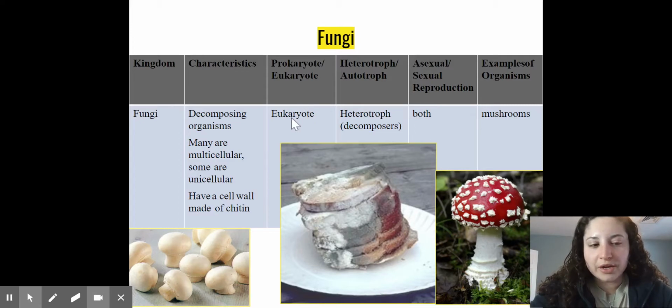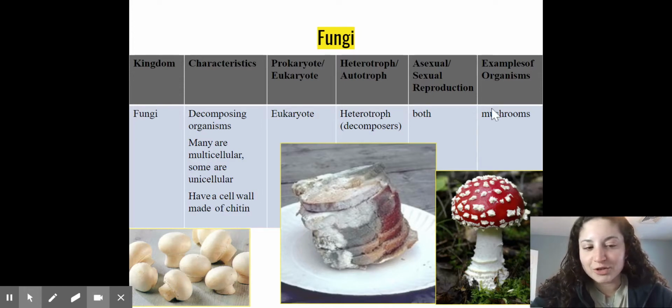Fungi are all eukaryotes. They have cell organelles. They're all heterotrophs because they're decomposers, so they eat dead things. And actually, within the same fungus, depending on the part of the life cycle it's in, it can reproduce sexually or asexually, which is interesting.